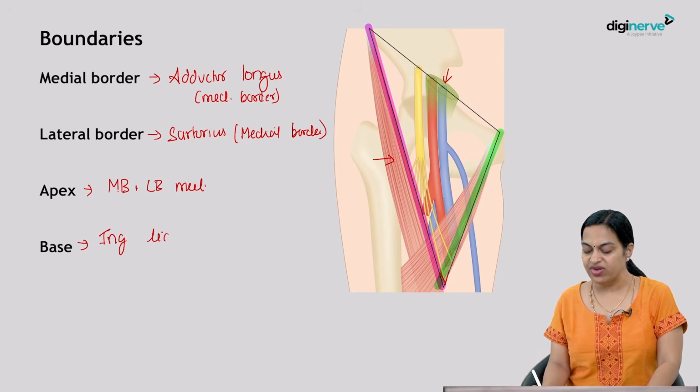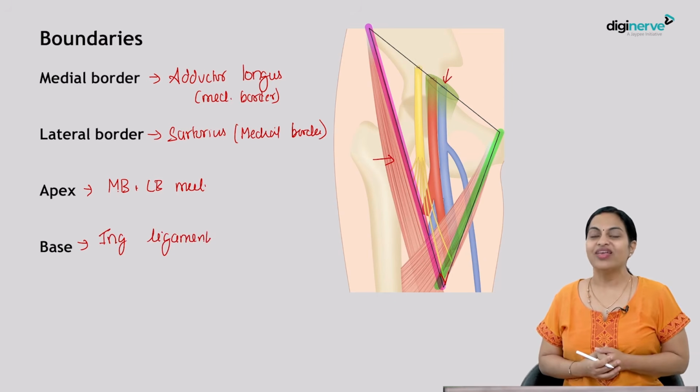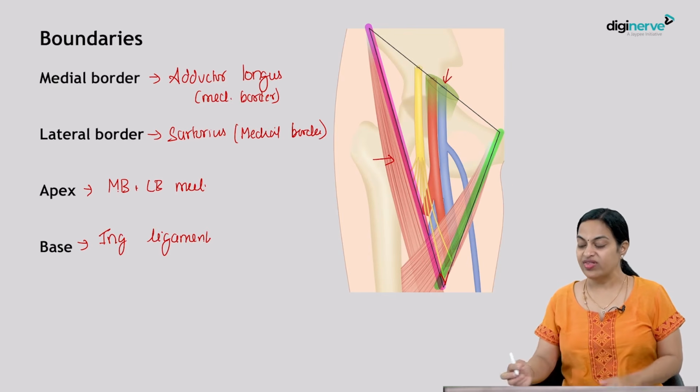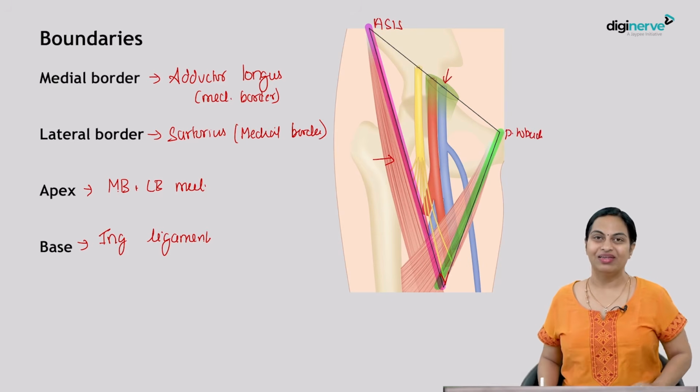Can you tell me what this inguinal ligament is? It is the thickening of the lower border of the aponeurosis of the external oblique. What is its extent? Anterosuperior iliac spine to the pubic tubercle medially.